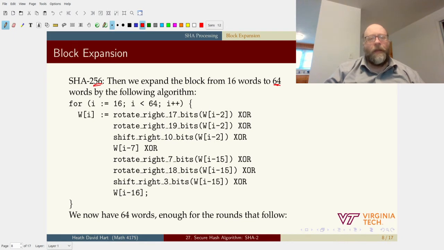And the words are generated by just this complicated looking XOR thing, where we look at previous words, and two of the previous words we're going to XOR different rotations and shifts of these words. So we're going to rotate this to the right or shift it to the right. Rotating takes the bits off the right and puts them on the left. Shift just pads on the left with zeros. And so we're using a combination of rotate and shift operations here.